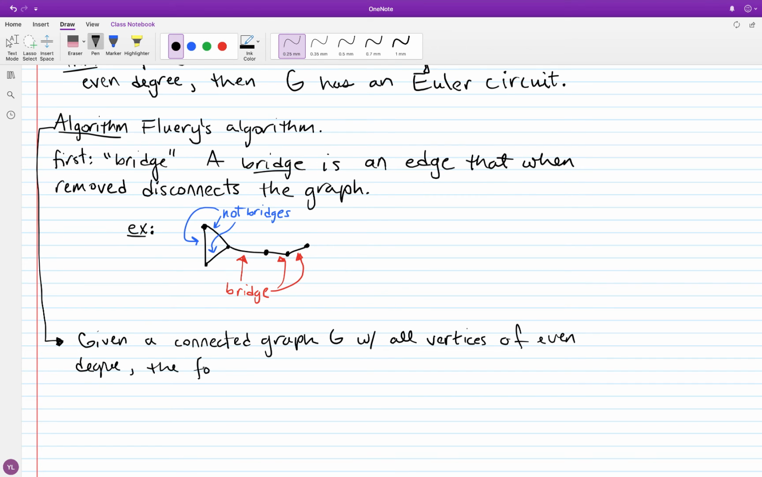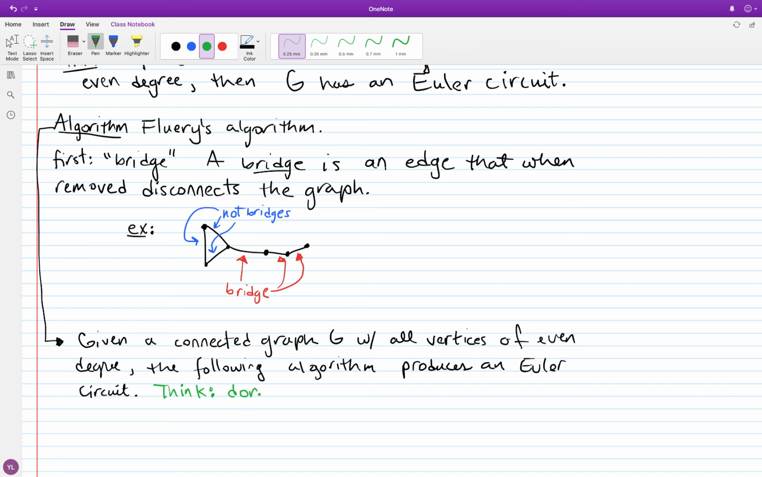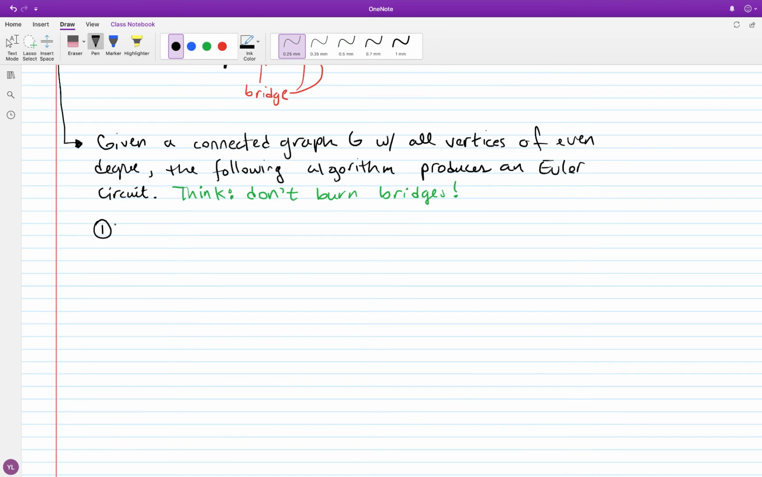Now let me show you how the algorithm plays out in a connected graph that has vertices of all even degree, so that I can show you how to construct an Eulerian circuit. This isn't the only algorithm. Again, the book presents a different one, but as an alternative I thought I would show you how this goes. As I said before, the way you think of the algorithm is: don't burn bridges. That's the shorthand. Now let me lay this out as a step-by-step procedure.